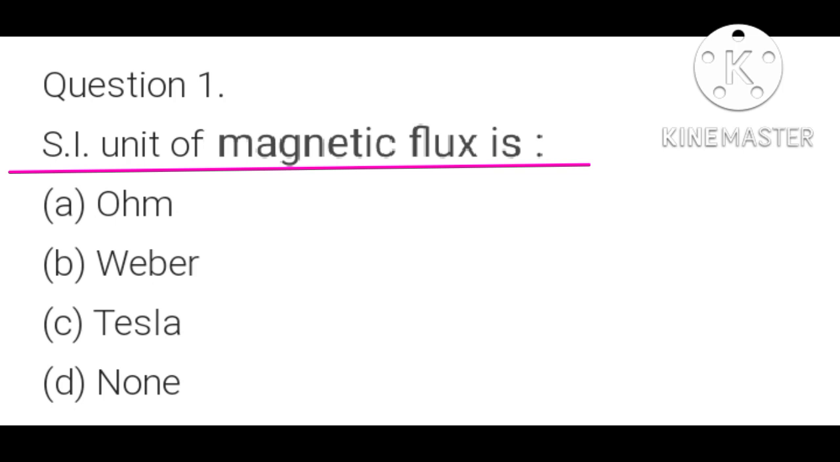Question number 1. SI unit of magnetic flux is: A option ohm, B option Weber, C option Tesla, D option none. We know that the number of magnetic field lines passing through any surface is known as the magnetic flux linked with that surface. In this question, A option is not correct because ohm is the SI unit of resistance, Weber is the unit of magnetic flux, and Tesla is the unit of magnetic field. So in this question, B is the correct option. Weber is the unit of magnetic flux.